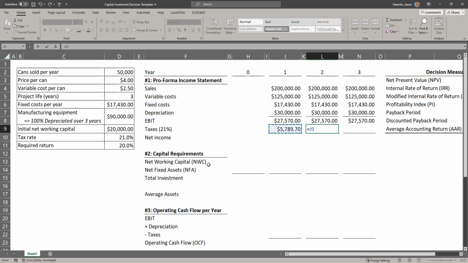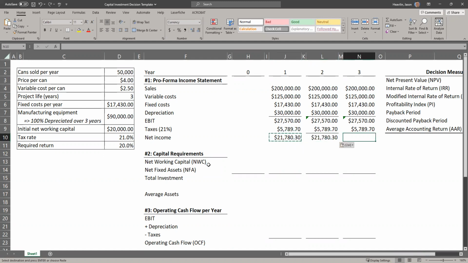Okay, so given that every year is the same, we can just equal it every year. And then net income finally is just your taxable income minus taxes. And that will be the same for every year. And that is how you build your pro forma income statement with the information provided here. We will stop this video here, and on the next video, we'll talk about number 2, the capital requirements.